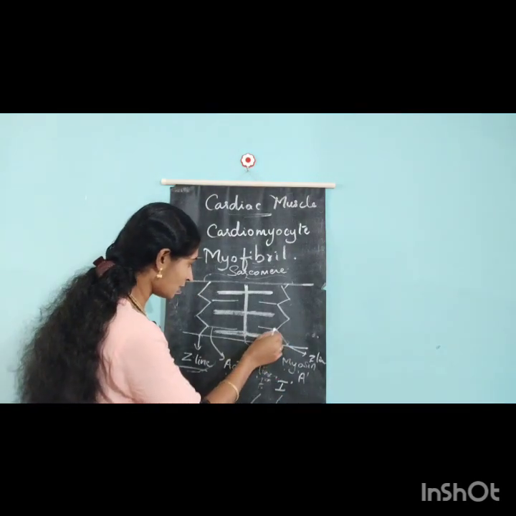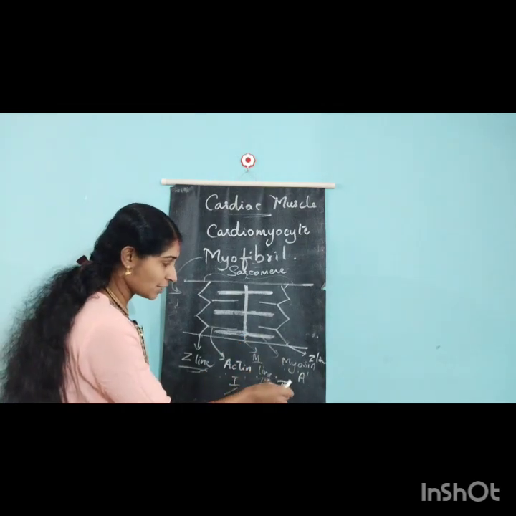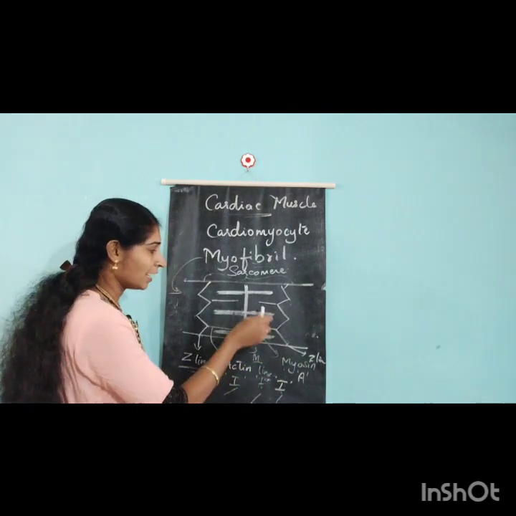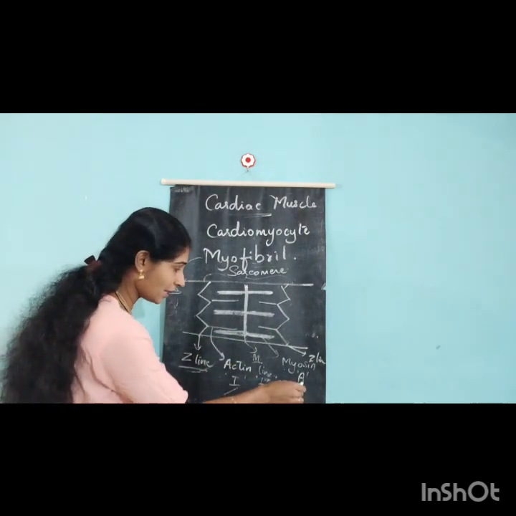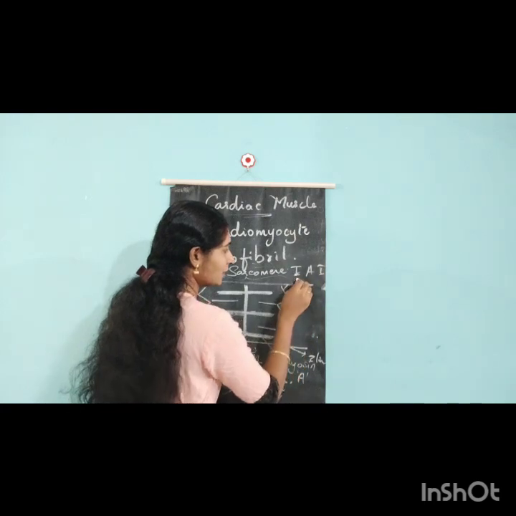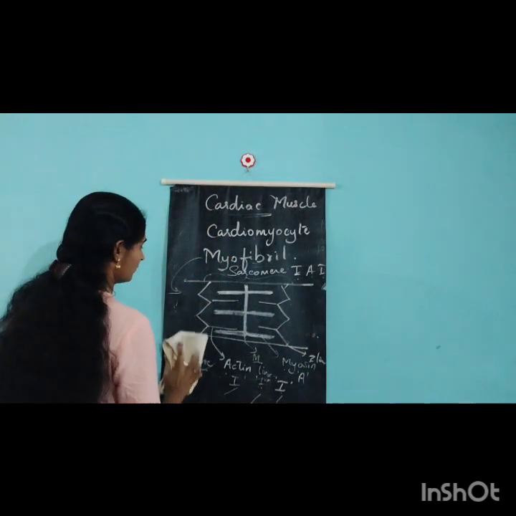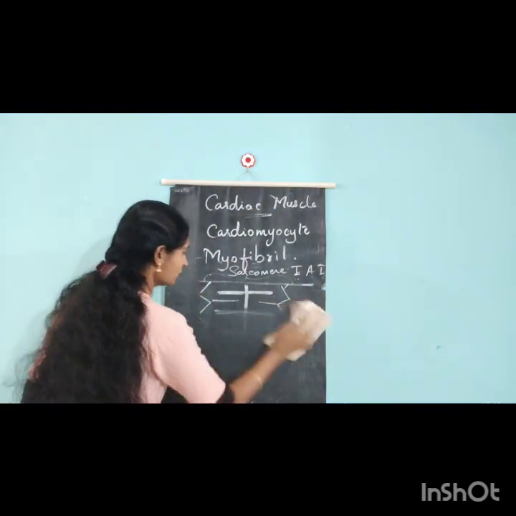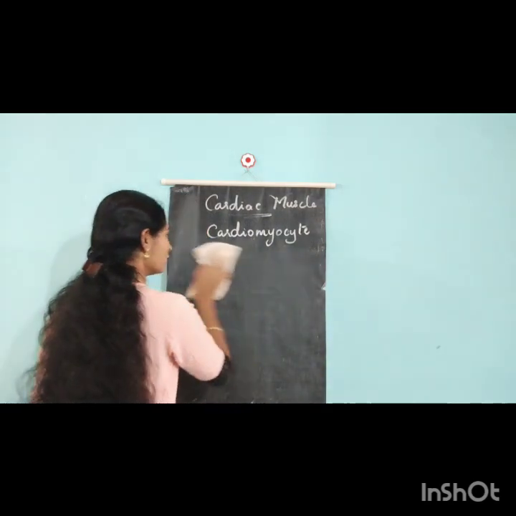Then what is this thin line? It is actin, which is also named as I. And the thick band is what? Myosin. It is also named as A. So sarcomere is what? I, thin, thick and thin. I hope you would have got this. Any doubts related to this, please put in the comments so that I can clear your doubts.